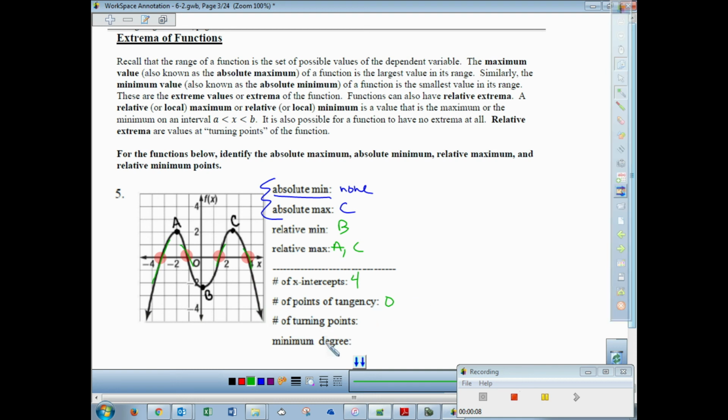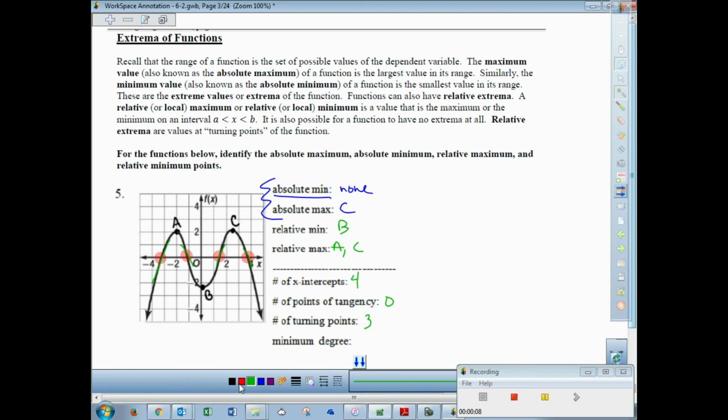Number of turning points. How many turning points? What do you think? Is A a turning point? Yes. Is B a turning point? So where it goes from increasing to decreasing or decreasing to increasing. And is C a turning point? How many turning points? 3 turning points.